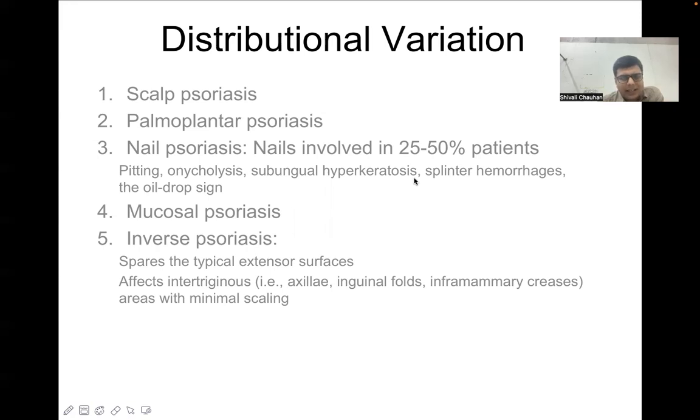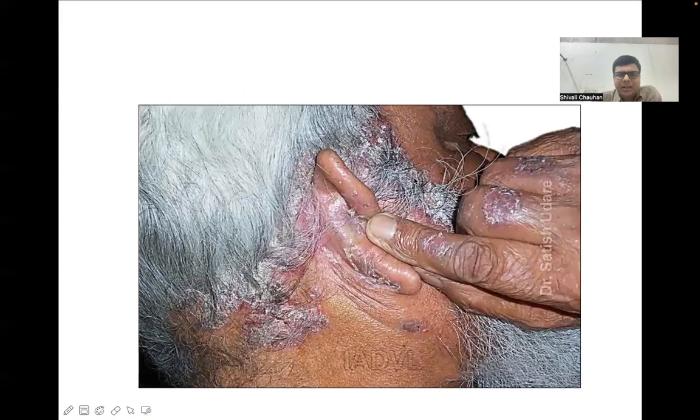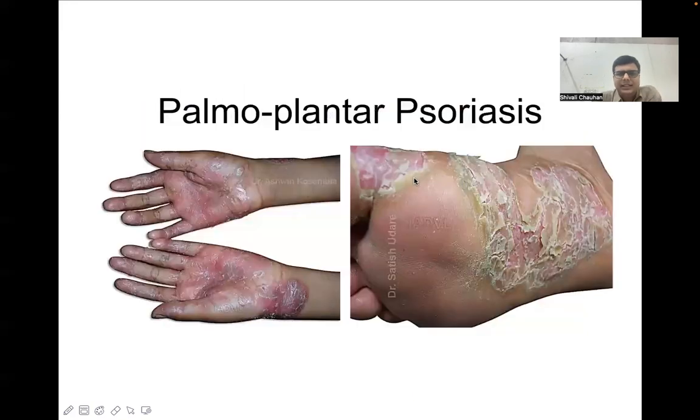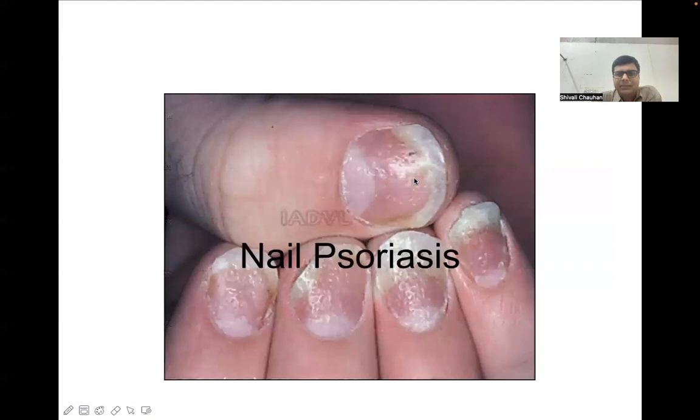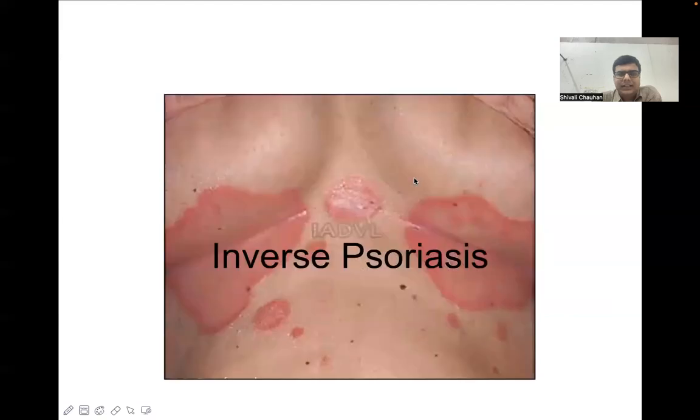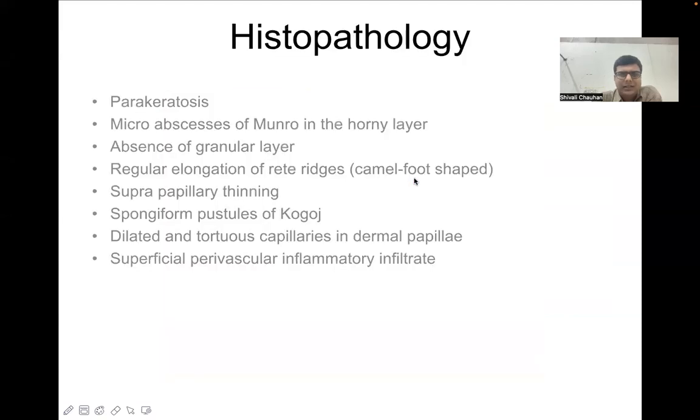Mucosal psoriasis, inverse psoriasis, it spares the typical extensor surface, affects intertriginous areas like axilla, inguinal folds, inframammary creases, areas with minimal scaling. Then see the scalp psoriasis, palmoplantar psoriasis. You see the pitting which is coarse in nails. You see the lesions in inverse psoriasis below the breast.